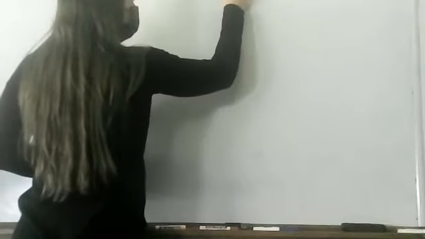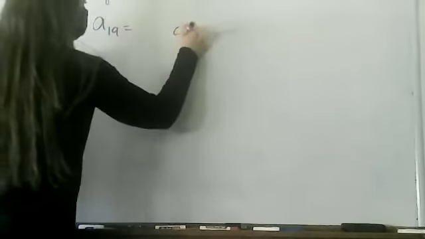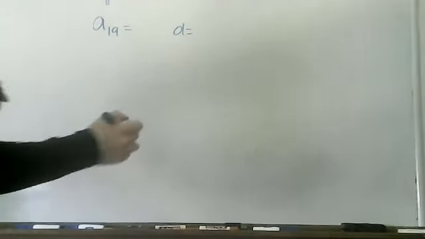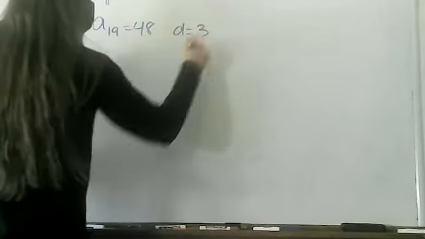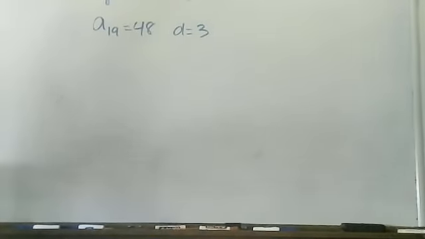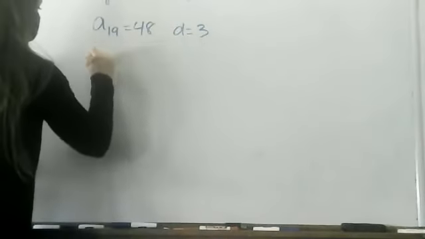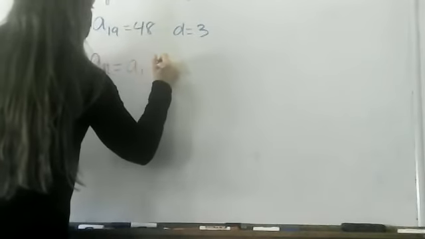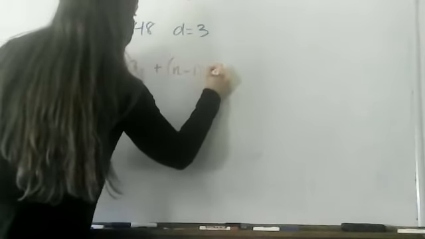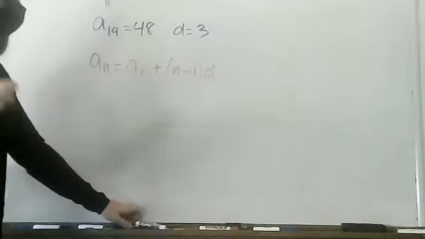So, another note should be that this is an arithmetic sequence, so you can write the general rule as if it's an arithmetic sequence. So your A sub 19 and your D value will be given. A sub 19 equals 48 and D equals 3. Okay, so how am I going to fill out this A sub n equals A sub 1 plus n minus 1 times D, okay?